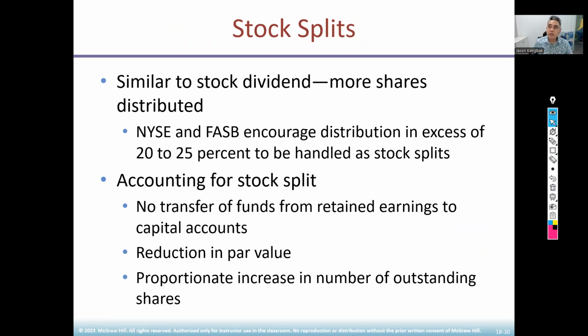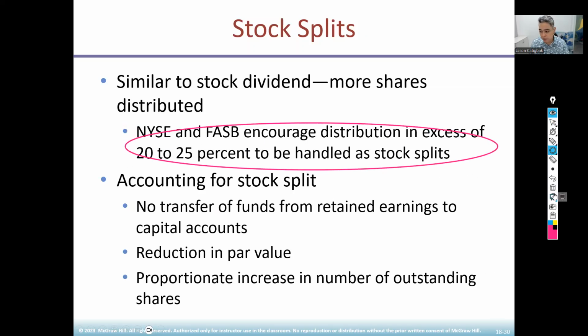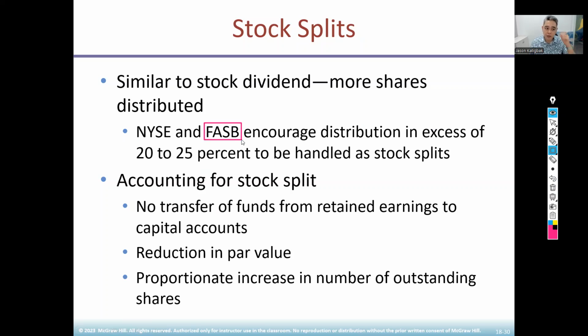Now, we talked about a stock split. If a stock dividend is more than 20 to 25%, in excess of that, then the FASB, the Financial Accounting Standards Board, which is the accounting regulator that provides some of the pronouncements of the accounting standards, and the New York Stock Exchange agree that the accounting for a stock split is different.